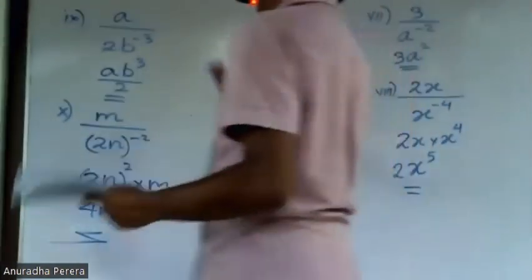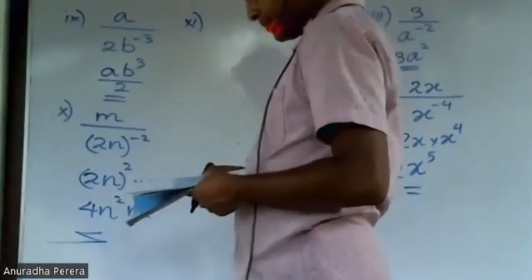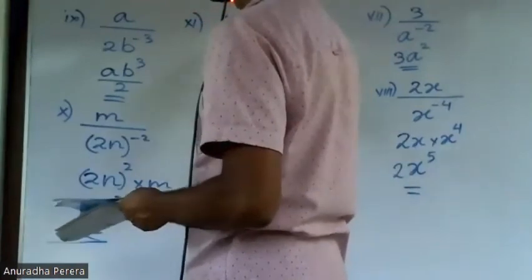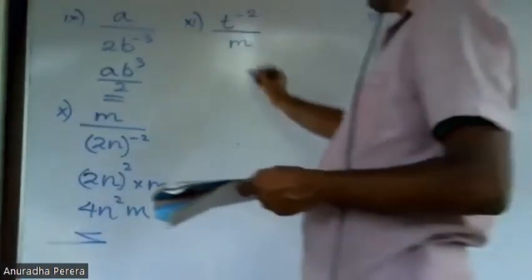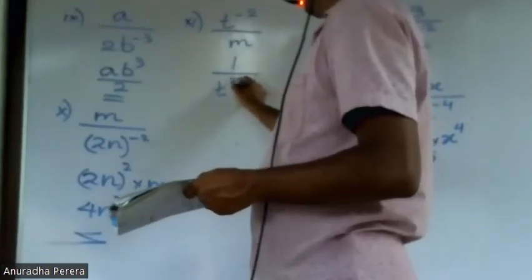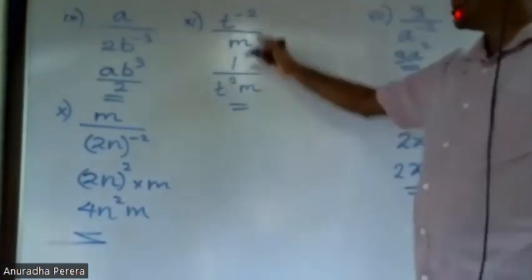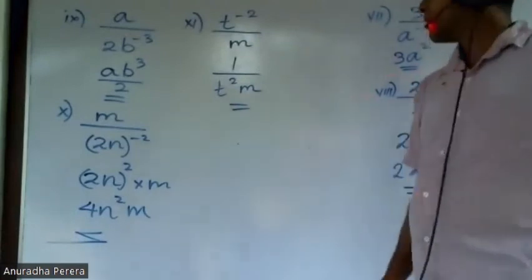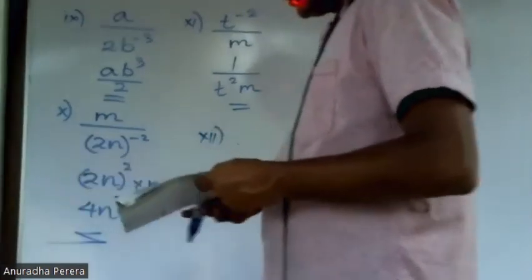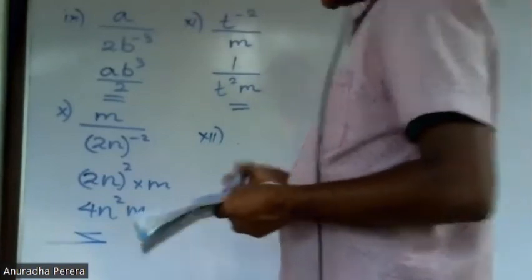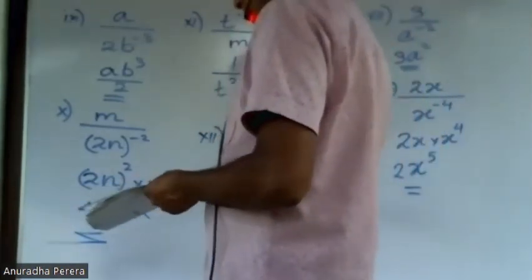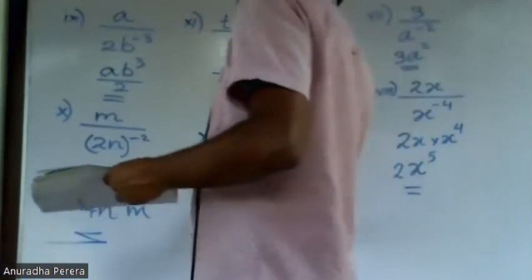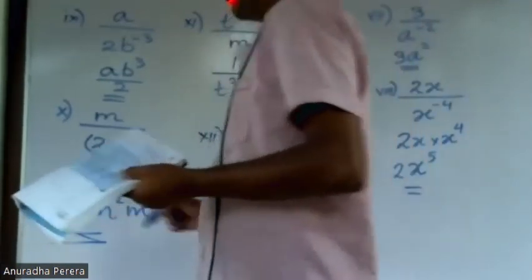Right. 11. t to the power minus 2 over m. Write it: 1 over t to the power 2 m. This has to be written in the denominator. The value in the numerator is 1. 12. p over q to the power minus 2. Write this in the numerator: p q to the power 2.